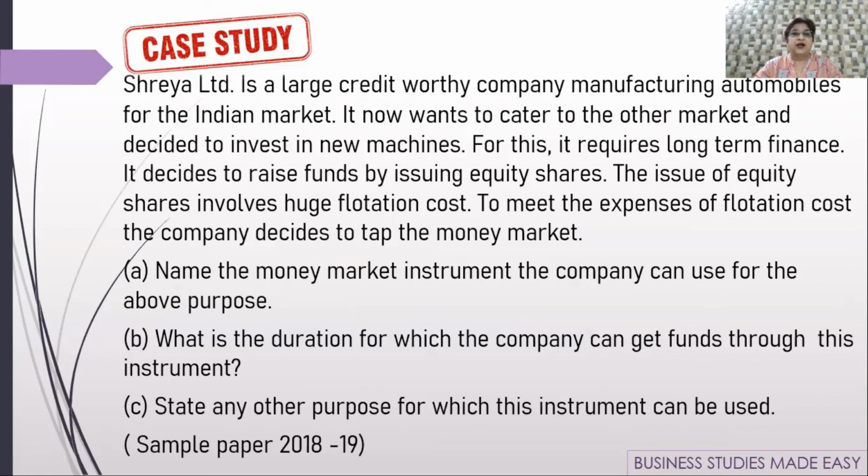Shriya Limited is a large credit-worthy company manufacturing automobiles in the Indian market. It now wants to cater to the other market and decided to invest in new machines. For this, it requires long-term finance. It decides to raise funds by issuing equity shares. The issue of equity shares involves huge flotation costs. Little bit of hint is coming our way. To meet the expenses of flotation costs, the company decides to tap the money market. Now the question says, name the money market instrument the company can use for this purpose.